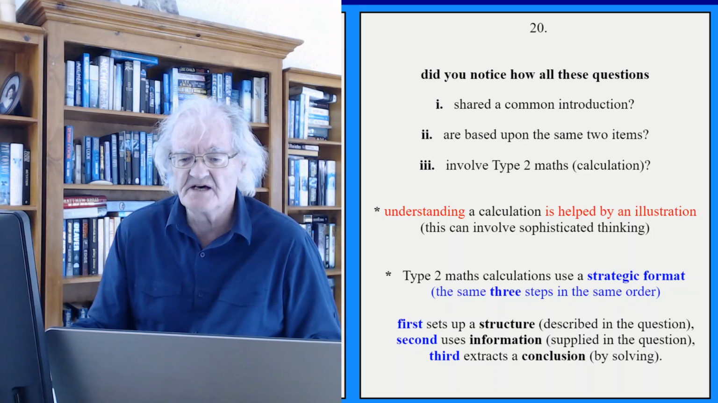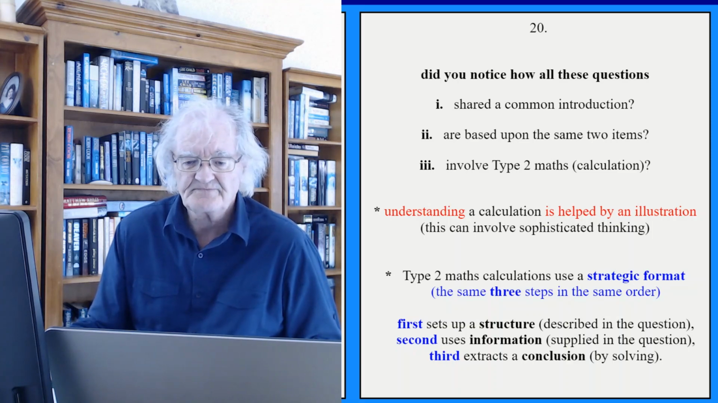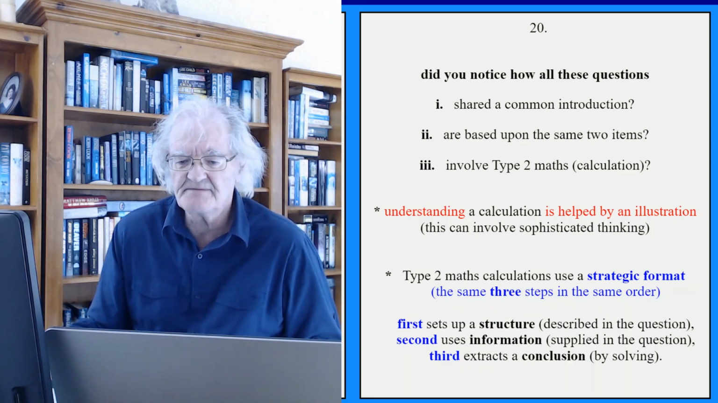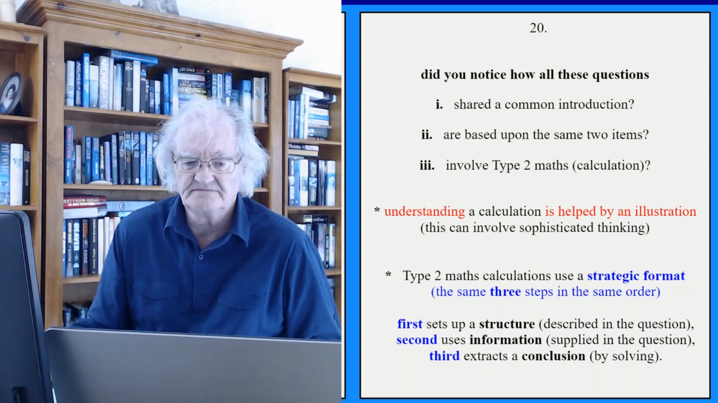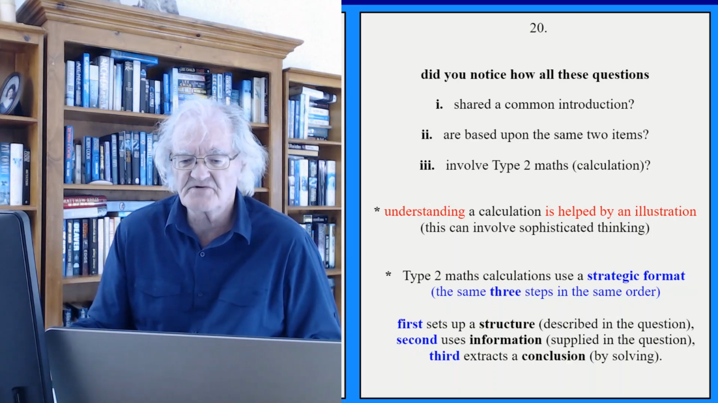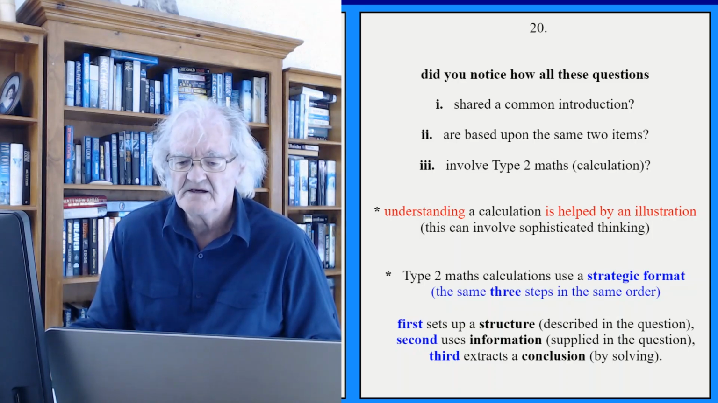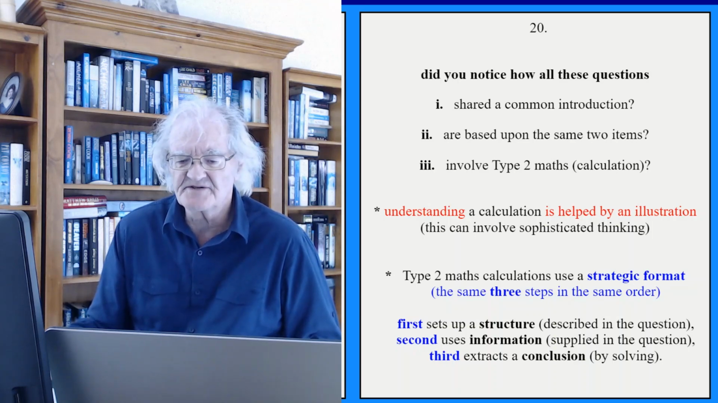Type 2 maths calculation use a strategic format. The same 3 steps in the same order. The first sets up a structure, which is described by the question. The second uses information, which is supplied in the question. And the third extracts a conclusion by using our standard solving technique.